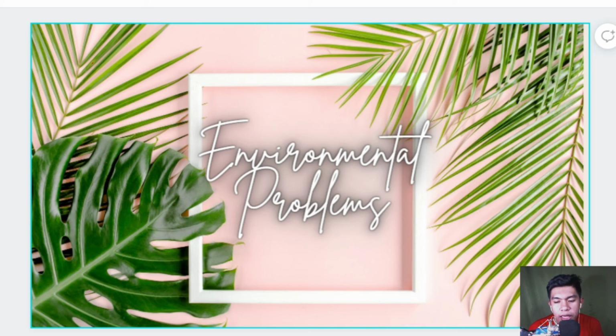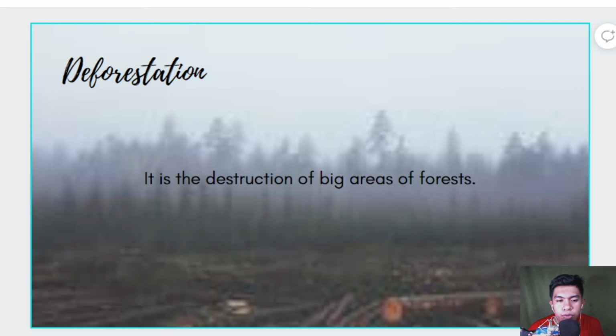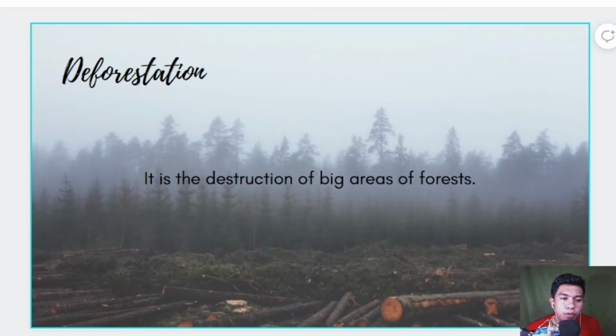And the last part of our discussion we have is the environmental health problems. So, tingnan natin yung environmental health problems. We have here number 1, deforestation. It is the destruction of big areas of forest. So, in short, yun lang naman yung pagpuputol ng puno. Alam ninyo, we have here, if you are familiar with the Amazon rainforest. Amazon rainforest ang tawag doon. Pero, ewan ko, hanggang ngayon, patuloy pa rin doon yung pagpuputol ng puno or the deforestation.